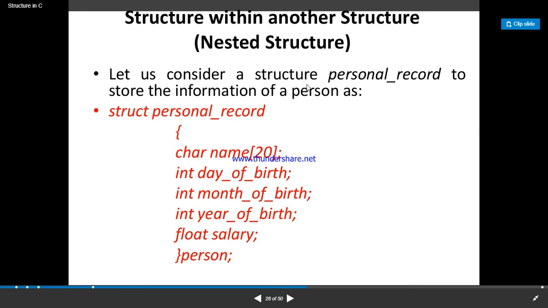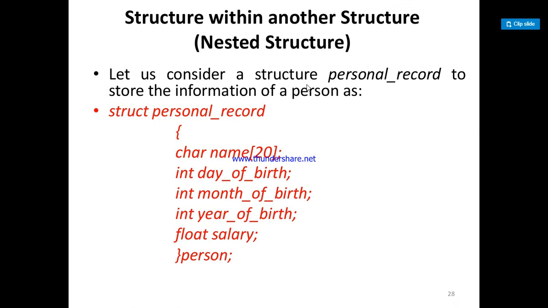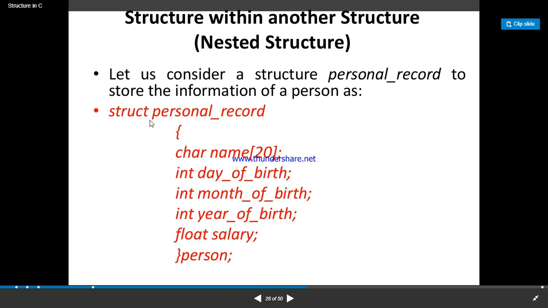The earlier stated example is also called a nested loop. Here we are going to see a structure within another structure, that is the nested structure. Here we define the student personal record. This is the personal record of the student. The variable name is assigned as person.